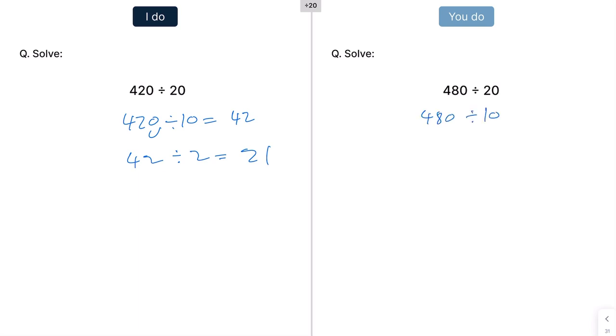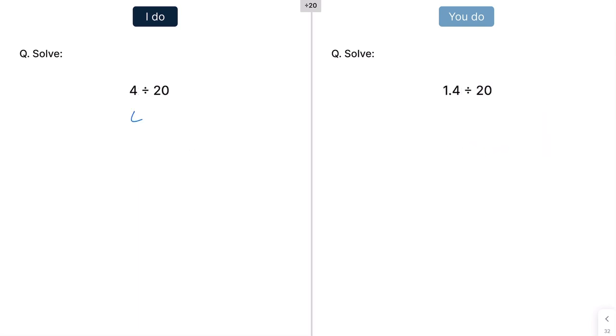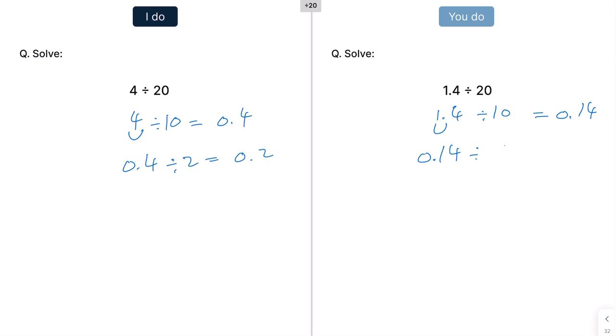So hopefully you've pressed pause and had a go at this. I'm going to go a little bit quicker here, so hopefully you're getting into the swing of things. That is 24. We now have 4 divided by 10, and that gives us, hopping the decimal once to the left, 0.4, and half of 0.4 is 0.2. And here we have 1.4, hop the decimal one to the left, and that is 0.14, half of 14 is 7, so that's 0.07.